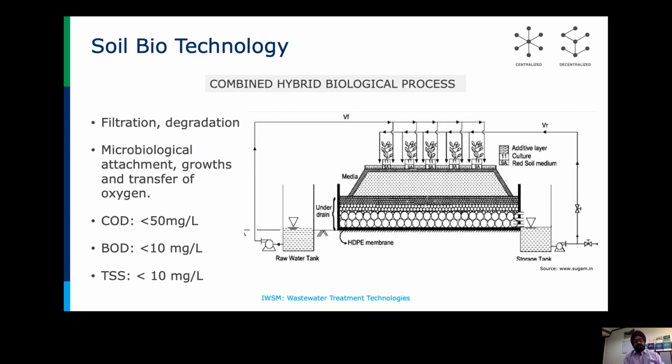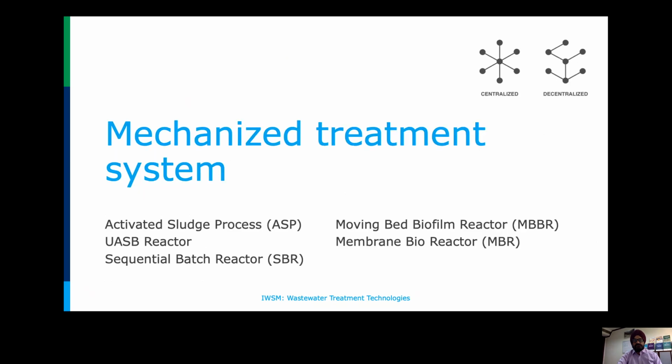Soil biotechnology has been promoted in India by IIT Mumbai and is being tried in different areas. It's a biological process which simulates the planted wetlands. So you have plantation, you have filter medium, and you also treat the wastewater which comes out from here into a process. So it's a combined hybrid process, and it's actually quite extensively done in some of the fecal sludge treatment plants in India.